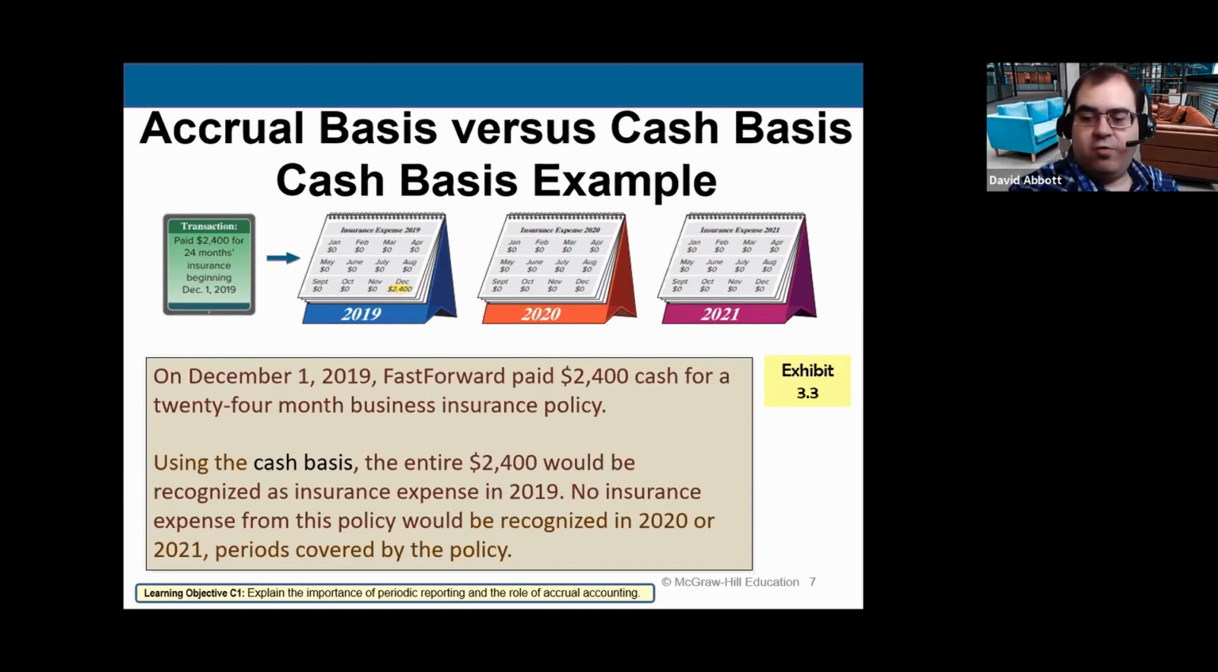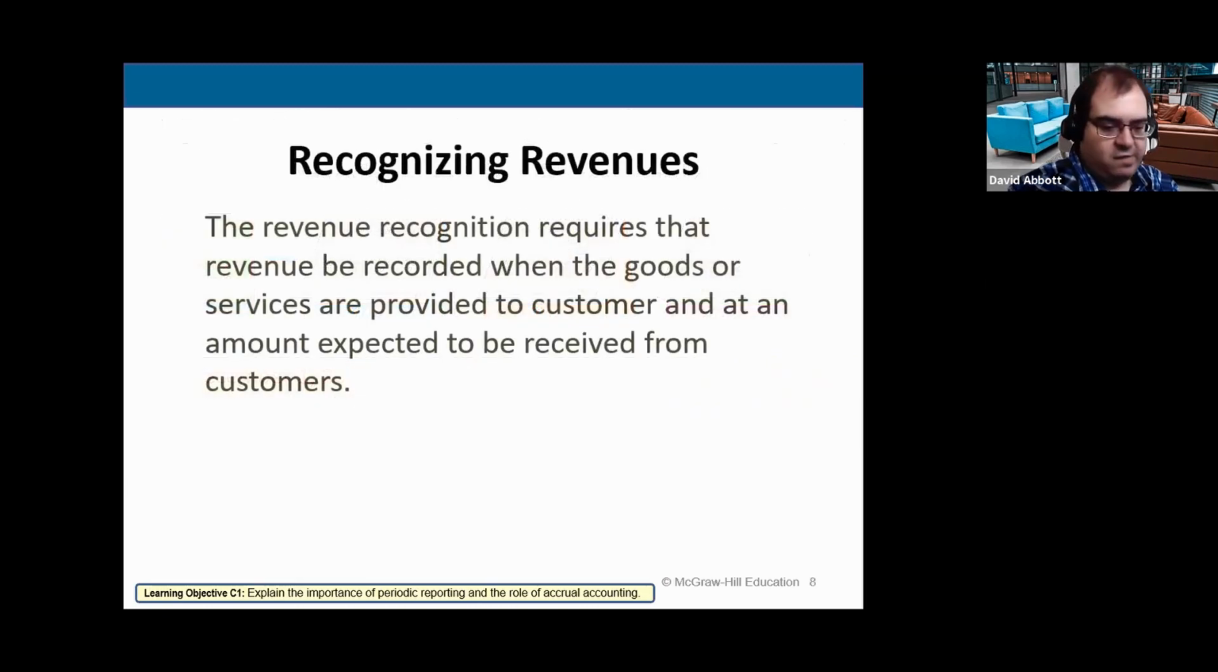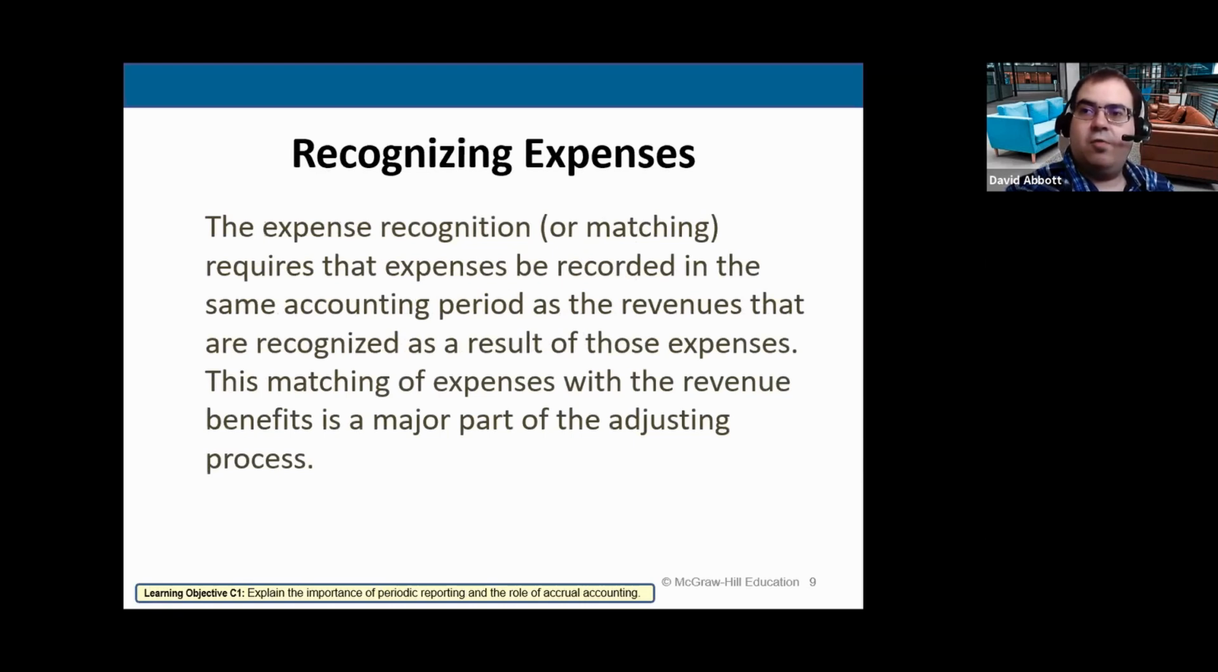And again, it's going to be based on the organization and what type of organization it is. So recognizing revenues. The revenue recognition principle requires that revenue be recorded when the goods or services are provided to customers and at the amount expected to be received from customers. Now, a major goal of the adjusting process is to have revenue recognized, reported in the time period when the services and the products are delivered. And so that's why we have to do the adjusting entries if we're using the accrual basis. Okay, so we'll talk about that.